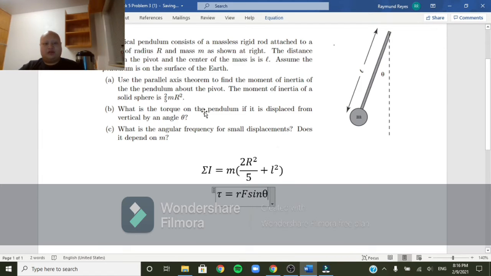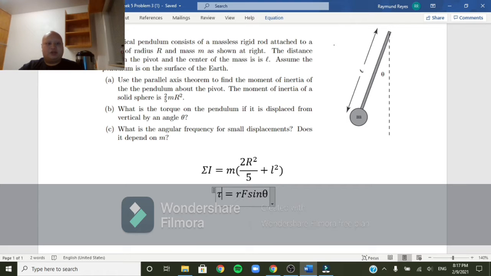So for part B, we are looking for the torque on the pendulum if it is displaced from the vertical by angle theta. As you can see, we have the equation for torque here, which is radius times the force times the sine of theta. We use sine because it's opposite over hypotenuse. So imagine the leg here, theta's on the opposite side of the leg, and that would be the horizontal distance at the plane. So yeah, times the hypotenuse.